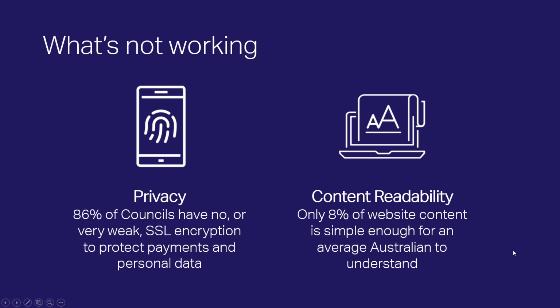Moving on to what's not working so well, privacy was the main one that we found, where 86% of councils had no or very weak SSL encryption. So what this sort of means is that websites are now becoming more transactional and they're becoming more active rather than passive in terms of service delivery. So whether you're accepting a payment or whether you're just collecting people's details, you may be asking someone for their name or their email address, their home address, their phone number, very personal private details that they don't want anybody capturing.